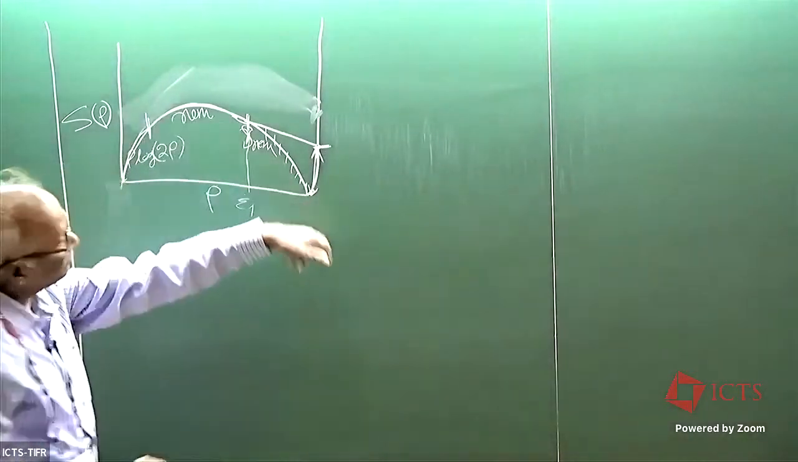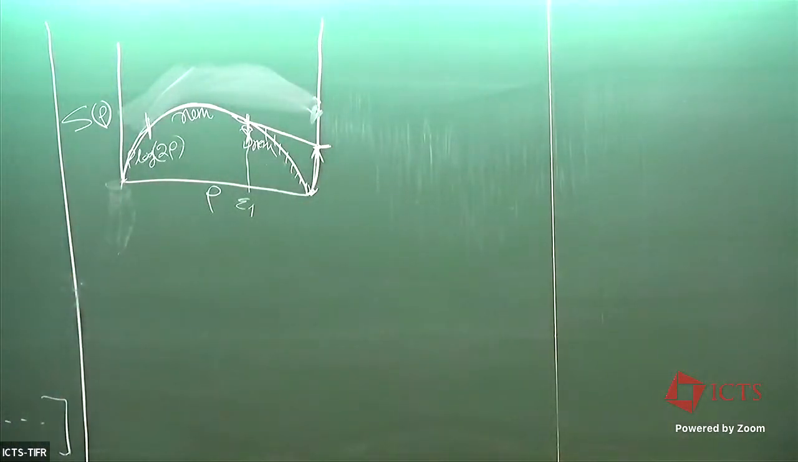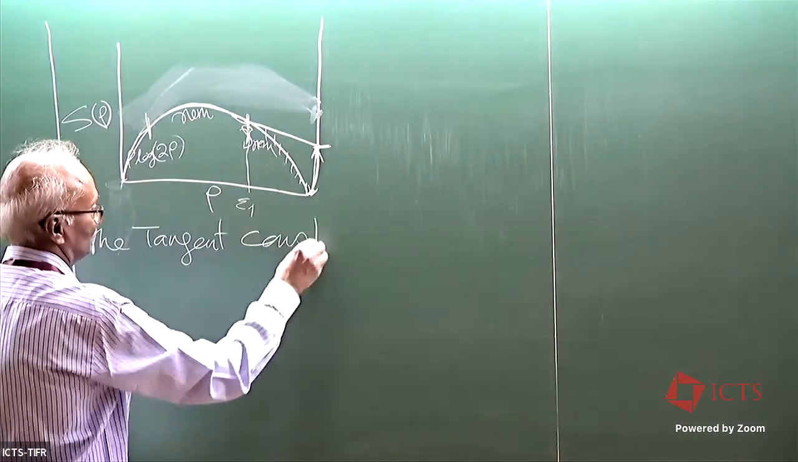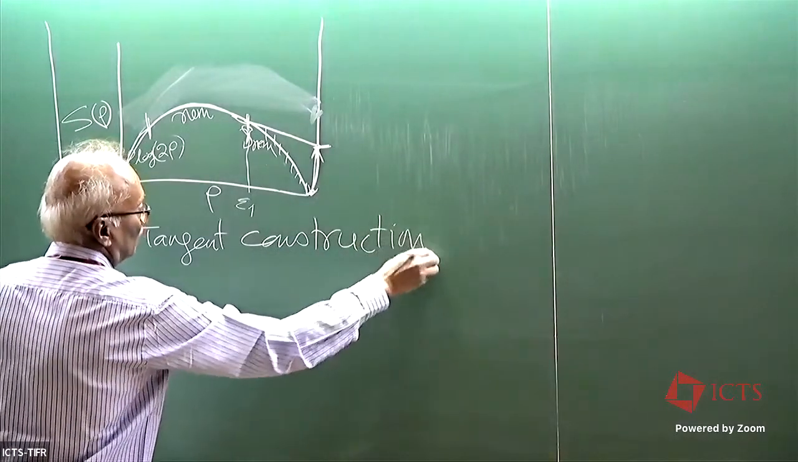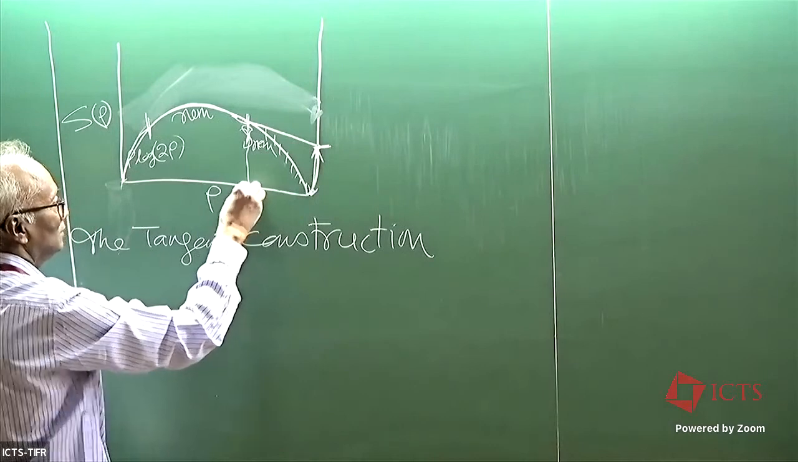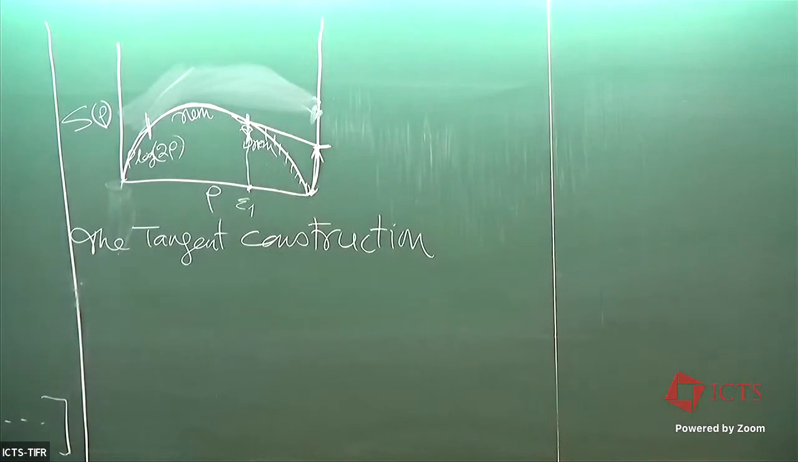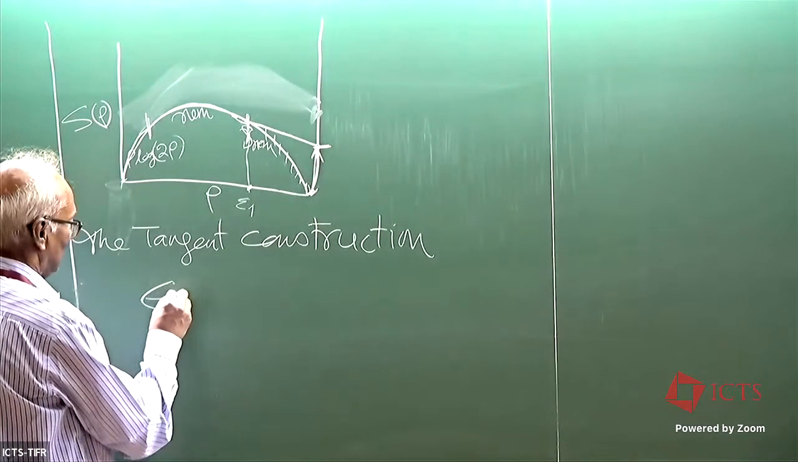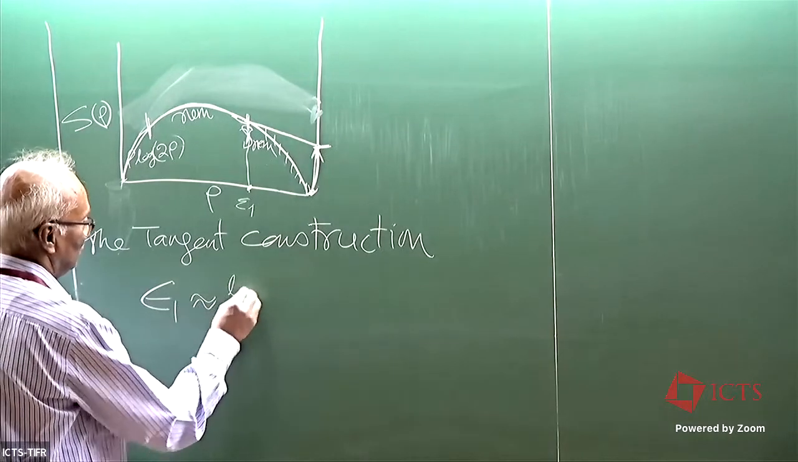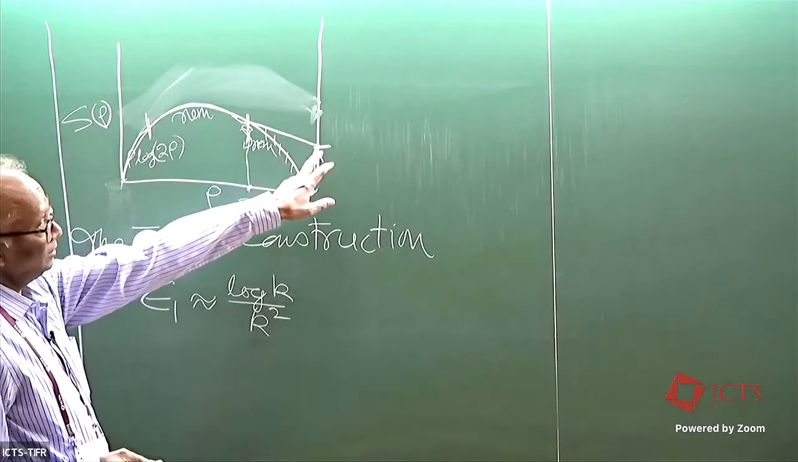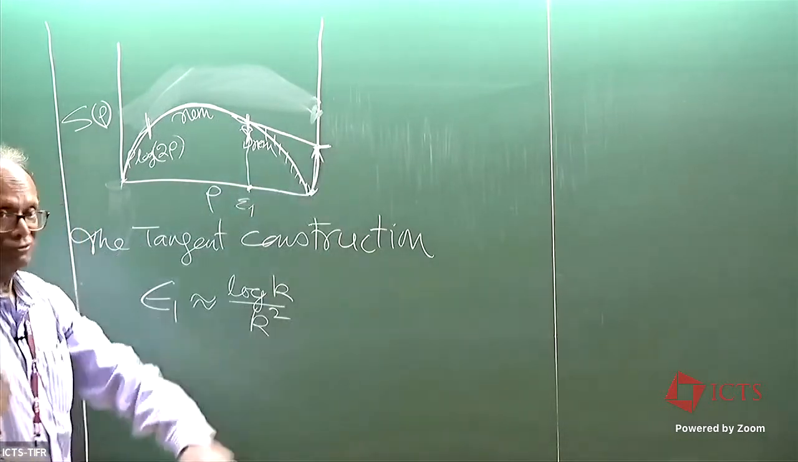Okay, but now I know this break here. I know the equation of S-nematic. So I can actually determine the tangent. So this is the tangent construction. And you can determine the point where this tangent from this end will touch the curve S-nematic, and you get this result. Epsilon 1 is approximately log k by k squared. And in this construction, the second value is actually at rho equal to 1.